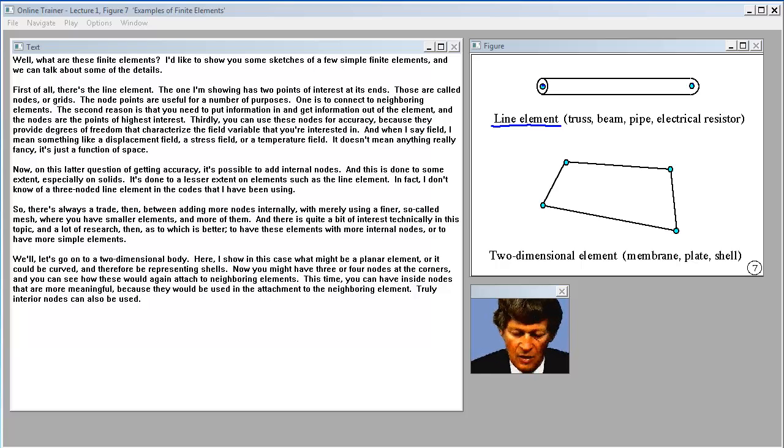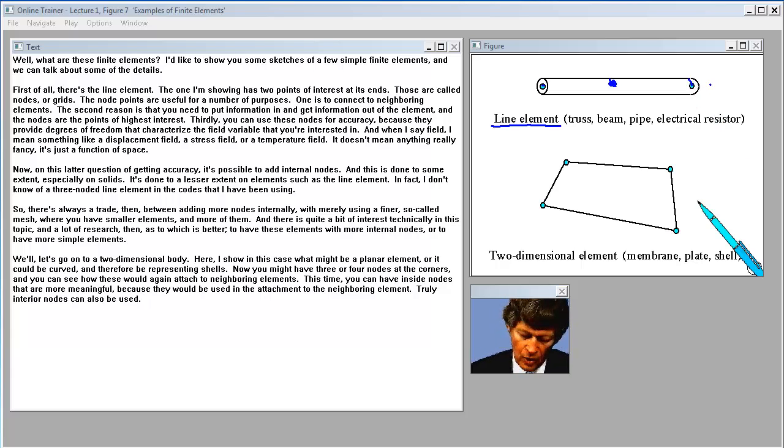Now, on this latter question of getting accuracy, it's possible to add internal nodes. And this is done to some extent, especially on solids. It's done to a lesser extent on elements such as the line element. In fact, I don't know of a three-noded line element in the codes that I have been using. So there's always a trade then between adding more nodes internally with merely using a finer so-called mesh where you have smaller elements and more of them. And there is quite a bit of interest technically in this topic and a lot of research then as to which is better, to have these elements with more internal nodes or to have more simple elements.